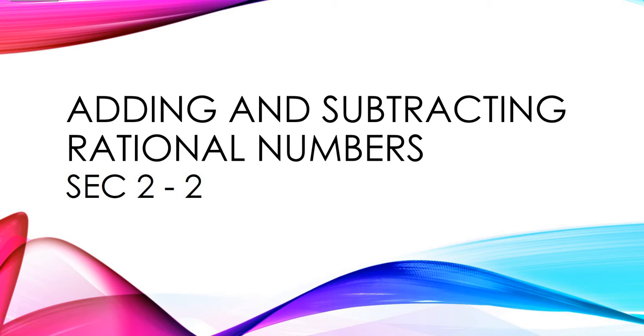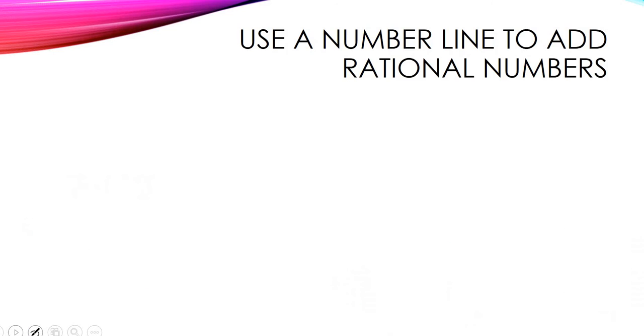Section 2.2 is adding and subtracting rational numbers. So we're going to use the number line first of all to add rational numbers. And we do that by drawing a number line.